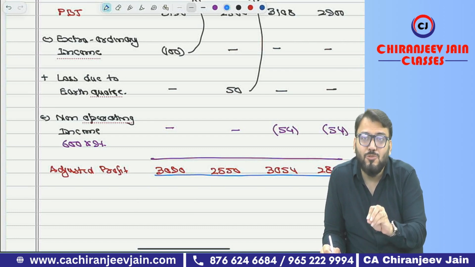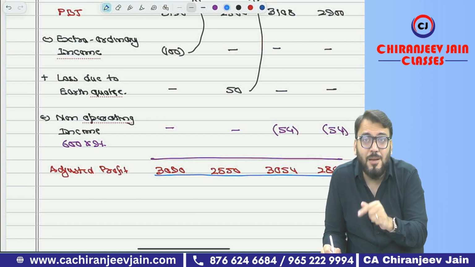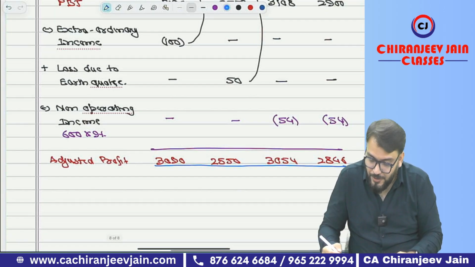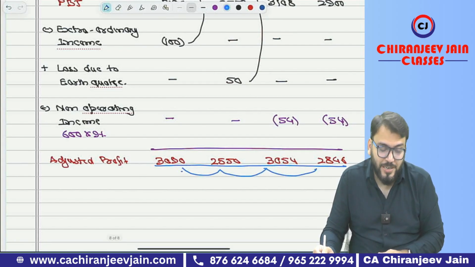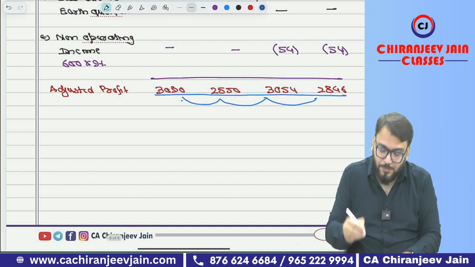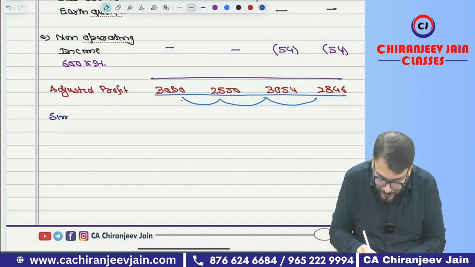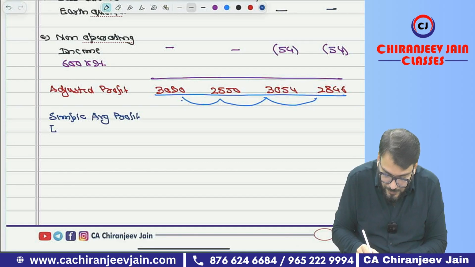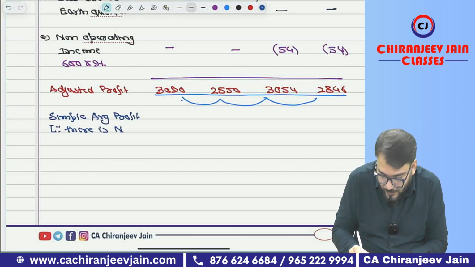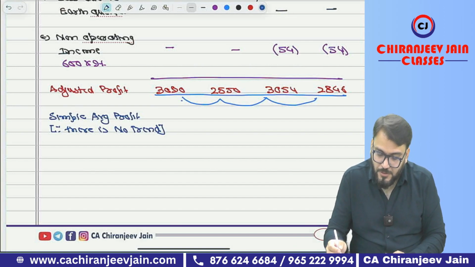However, in most of the questions you will not be given profit percentage. It means you need to apply trend in the adjusted profit. You can see it is actually decreasing, then increasing, then decreasing. So there is no trend, and therefore we'll apply simple average profit. Why? Since there is no trend.